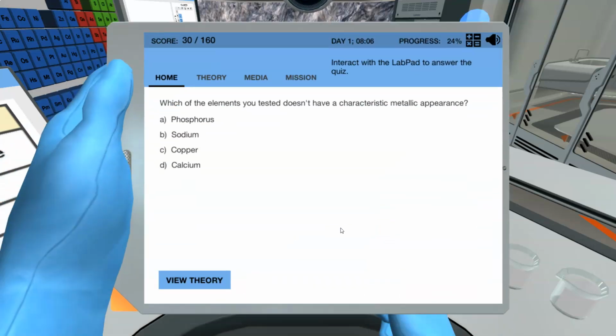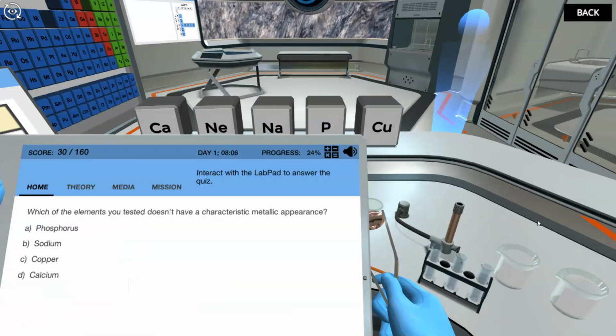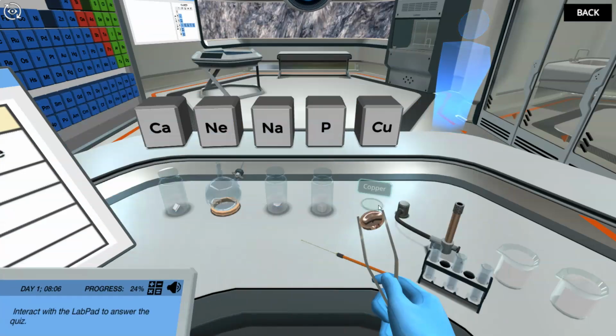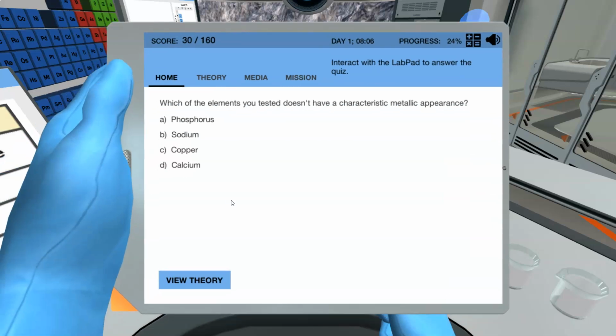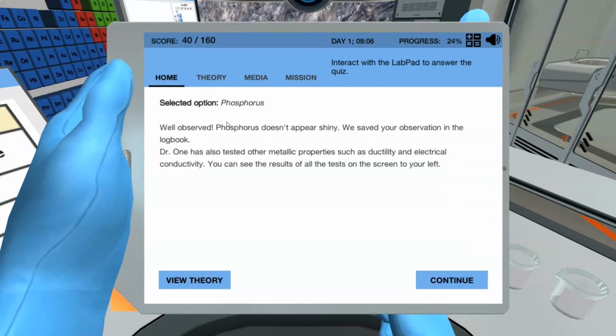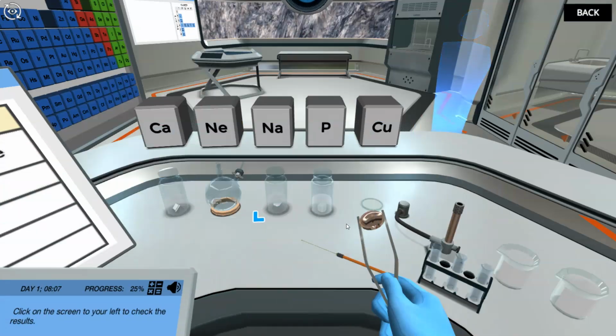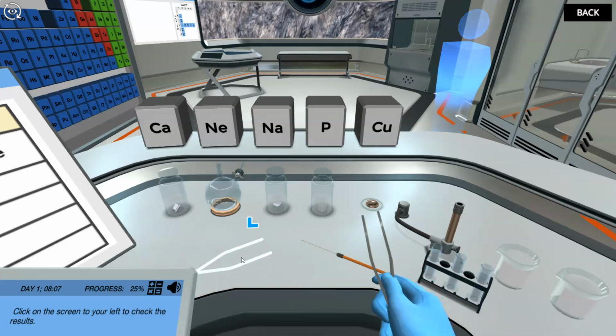Which of the elements you tested doesn't have a characteristic metallic appearance? Well observed. Phosphorus doesn't appear shiny. We saved your observation in the logbook. Dr. 1 has also tested other metallic properties such as ductility and electrical conductivity. You can see the results of all the tests on the screen to your left. Click on the screen to your left to check the results.